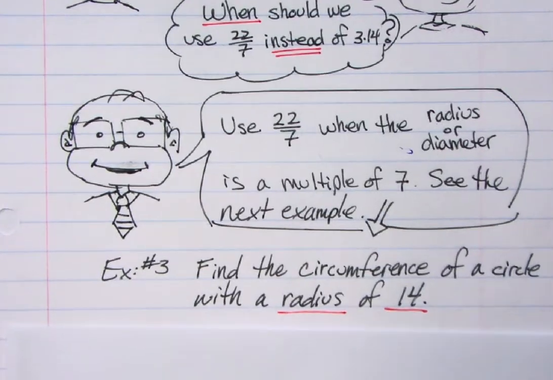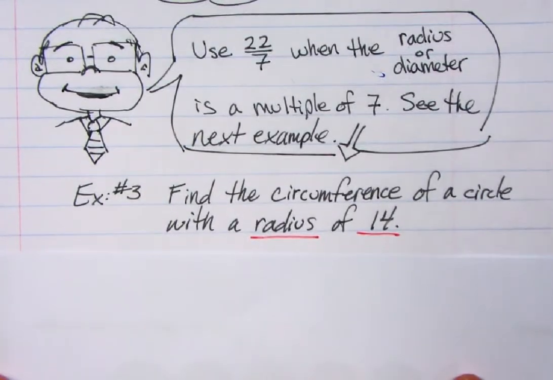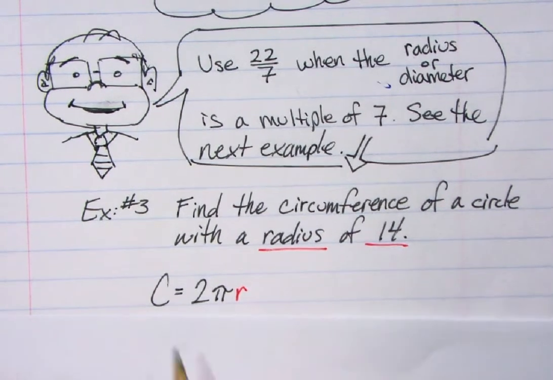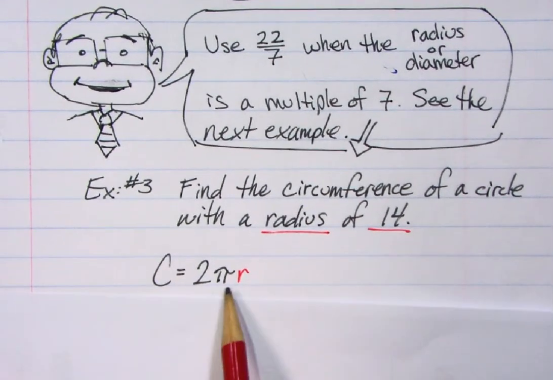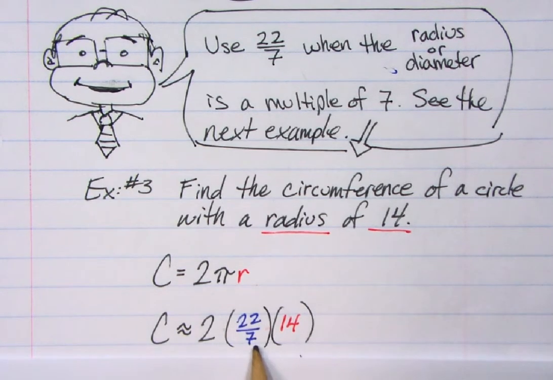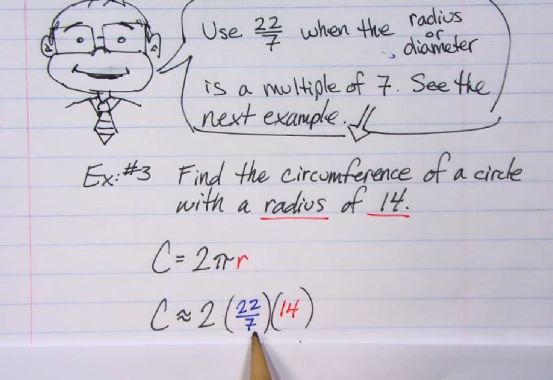Okay, so it says find the circumference of a circle with a radius of 14. So 14, take a look and I say, all right, so I know circumference is equal to 2 times pi times r. So it's going to look like 2 times pi. Now this time I decided to use 22 over 7. Why? Because this 14 is a multiple of 7.